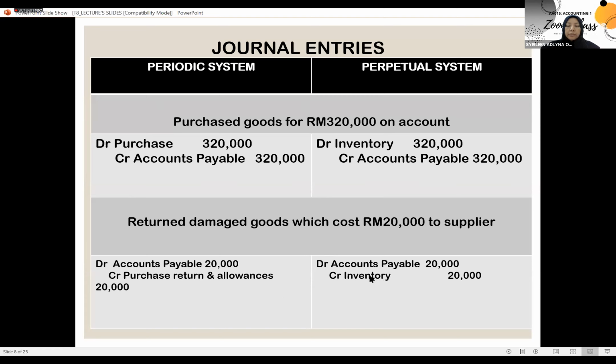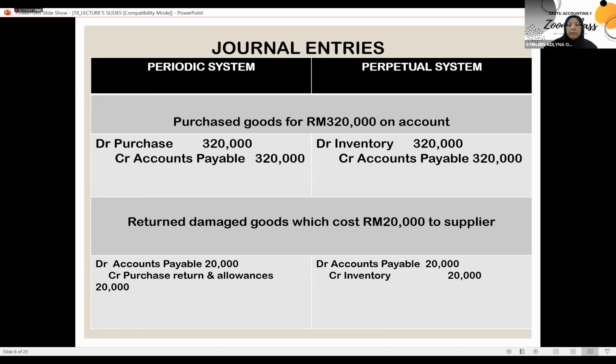So you nampak dekat situ, bila awak beli tadi, inventory you dah tambah 320,000. But when you return the damaged good, automatically the inventory akan credit with the amount of 20,000. So by the end of the day, saya boleh kira dan boleh tengok inventory saya no longer 320,000 tapi tinggal 300,000 saja sebab that 20,000 has been returned to the supplier. Okay, so this is how we record our damaged goods, our returns to suppliers.